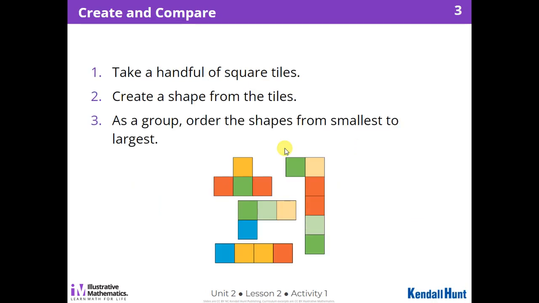Okay, the next: take a handful of square tiles and create a shape from the tiles. As a group, order the shapes from the smallest to largest. So we will provide them some square tiles. The idea is they can click on any of the buttons, and some squares will randomly be provided to students, and they just have to create any shape they can using the provided squares.